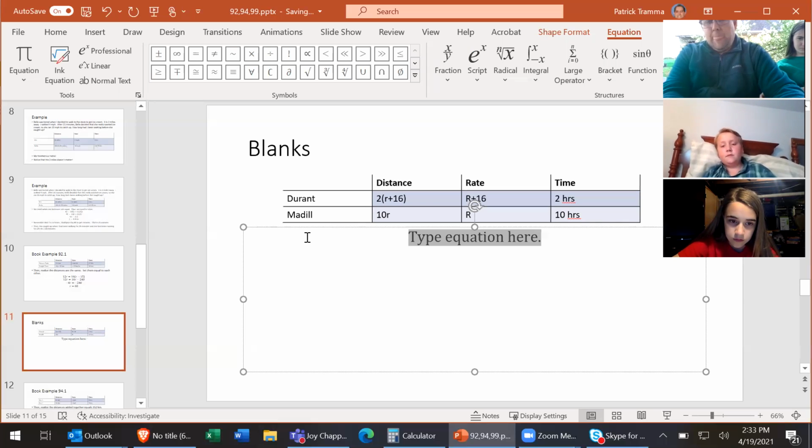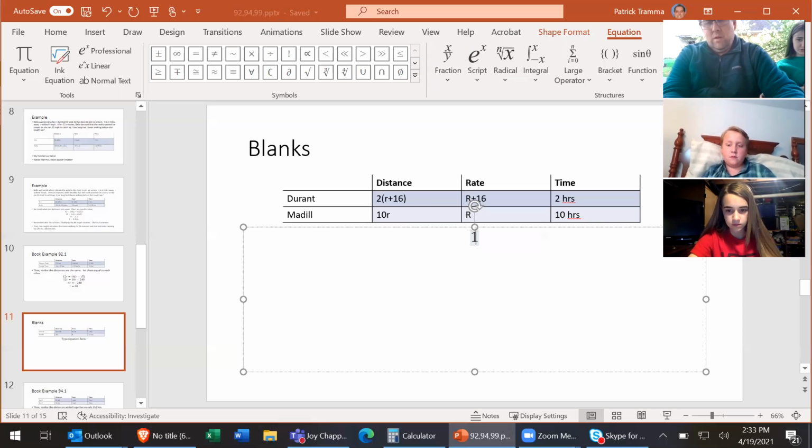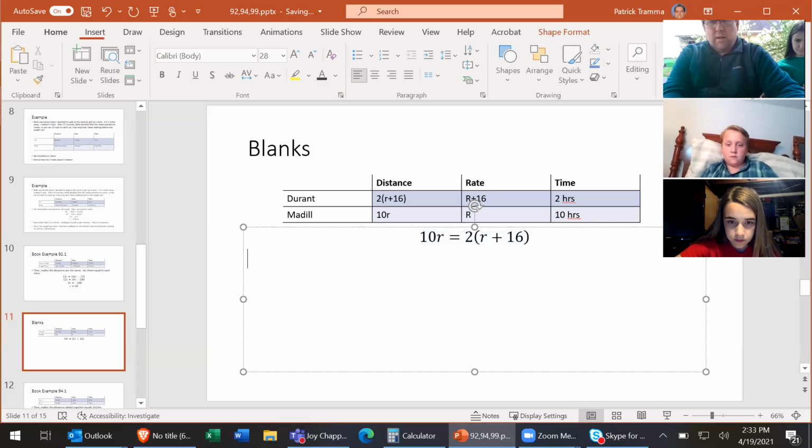We know that the two distances are equal, so our equation just sets them equal to each other. So how would I write that? 10R equals 2 times the quantity R plus 16. Does that follow, Mark? Yep. The two distances are equal, so you just put an equal sign between them. That's it. So now help me solve it, Mark.